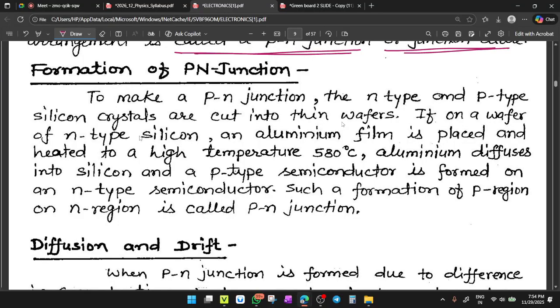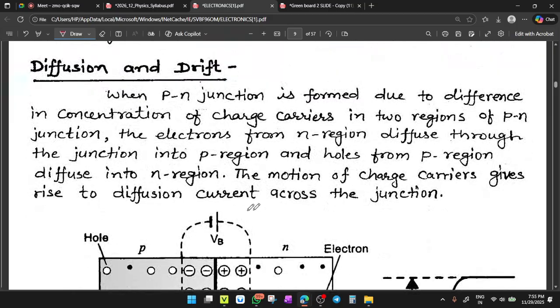Different methods are there for forming a PN junction. To make a PN junction, the N-type and P-type silicon crystals are cut into thin wafers. If on a wafer of N-type silicon an aluminium film is placed and heated to a high temperature of 580 Kelvin, aluminium diffuses into silicon and a P-type region is formed on the N-type semiconductor. Such a formation is called a PN junction. This process is not in our syllabus, so just ignore this.